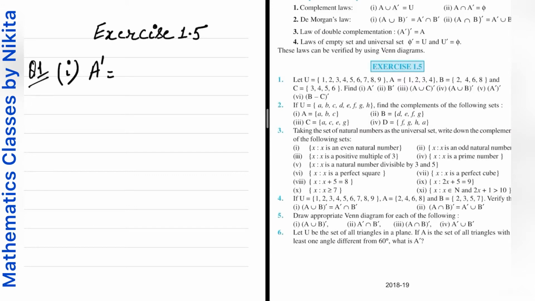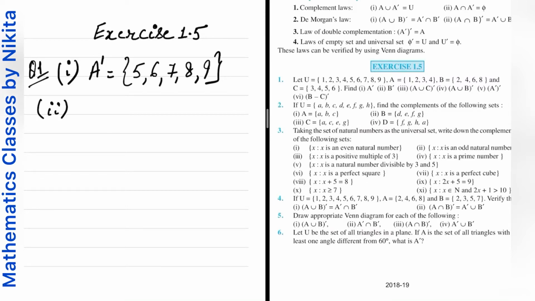Now A complement means you have to find all those elements of U which are not in A. So therefore this will become, see, you can see the U is nothing but the set of natural numbers till 9. So first 9 natural numbers. A contains 1 2 3 4. So therefore A complement becomes 5 6 7 8 9. So this is your A complement.